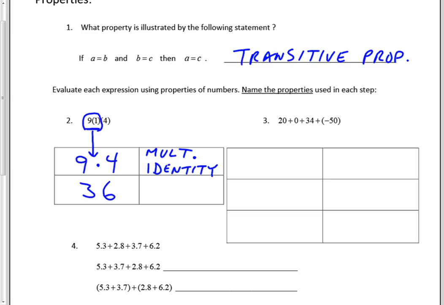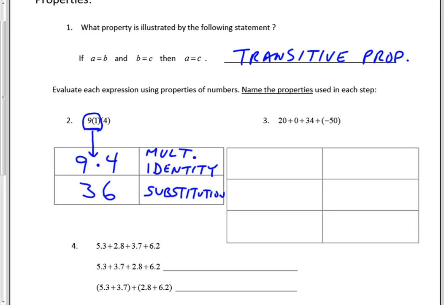What's the reason or property for taking this and replacing it with 36? Substitution. Don't overthink this. Most of the time, you're just doing substitution. The only times you're not doing substitution is when you're grouping things, putting parentheses in. Sometimes if you see multiplication with a 1, what other number is an important number besides 1? 0. Those are the times when you have to start thinking.